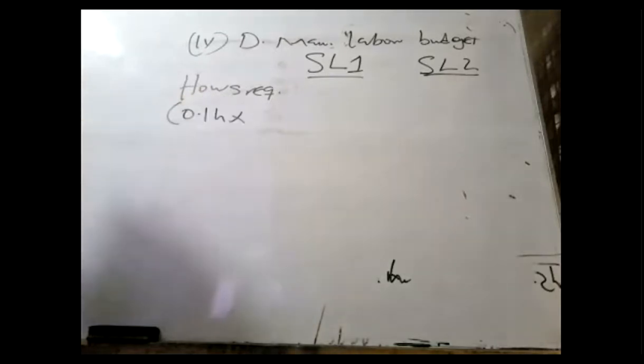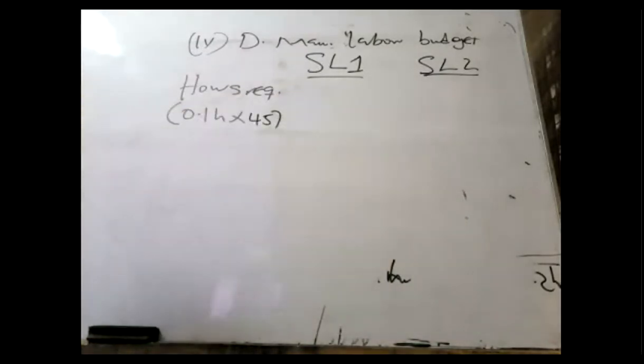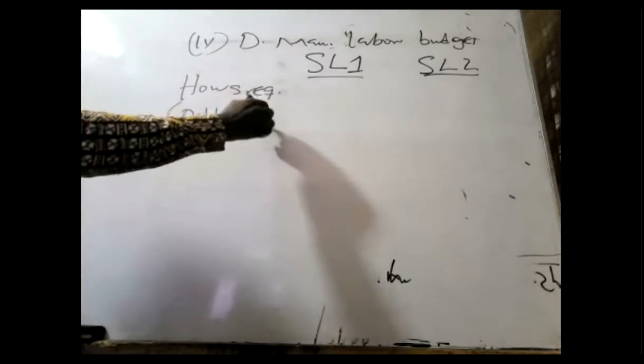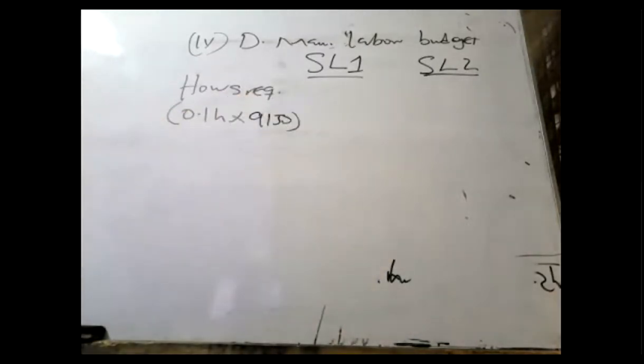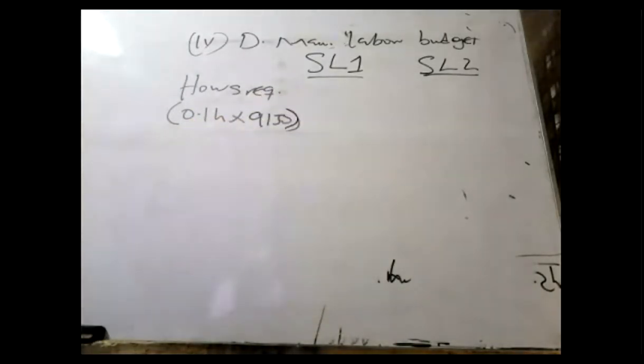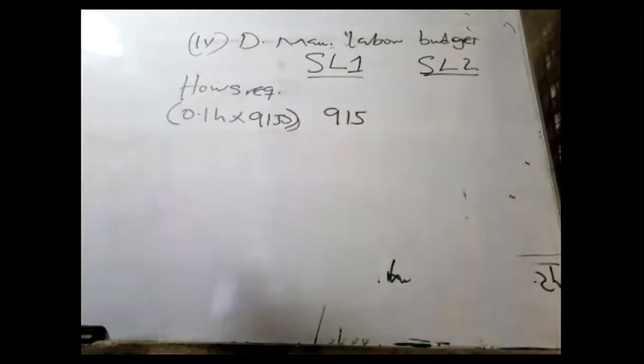Hours required for skill level 1 will be 0.1 hour times the production. And the production is not 45,000, the production is 9,150. Agreed, that's the production. So how many hours are they going to spend here? So that will be 915.